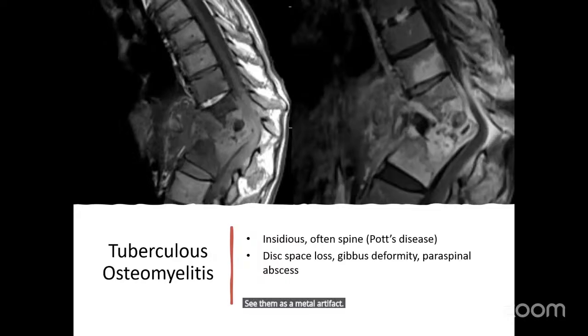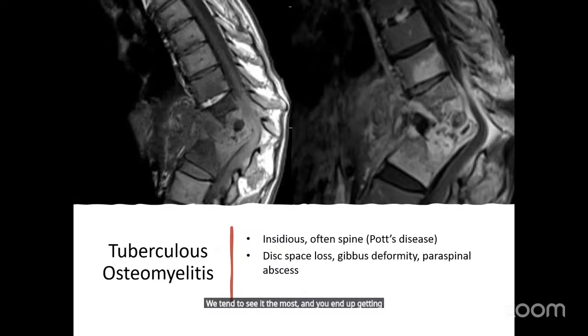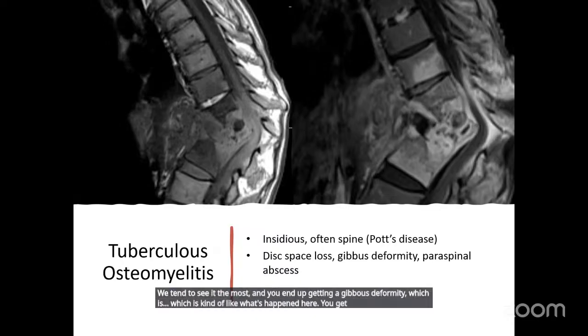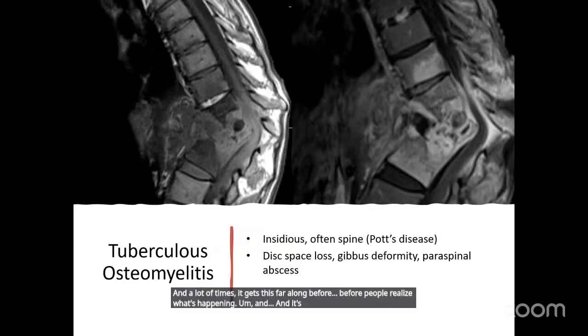And some other diseases that are a little more insidious. Tuberculosis is one that's tough for us sometimes, because for some reason it doesn't cause a lot of symptoms until it's really, really bad. A lot of times these will just grow and get worse and worse. It'll get to multiple levels of the spine. The spine seems to be where we tend to see it the most. And you end up getting a gibbous deformity, which is kind of like what's happened here. You get infection that's destroyed vertebrae, and they get a focal kyphosis. And a lot of times it gets this far along before people realize what's happening. It's unfortunate, but tuberculosis infections are difficult to treat and difficult to detect. So this is a pretty bad actor.